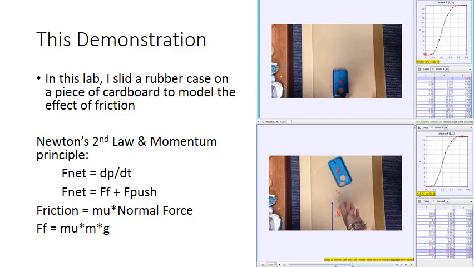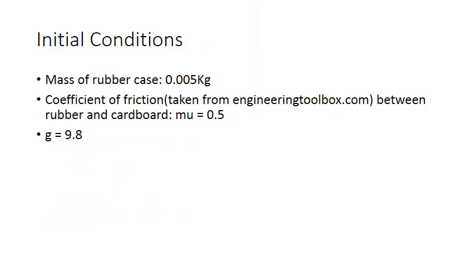In this demonstration, I slid a rubber case on a piece of cardboard to model the effect of friction. I used Newton's second law and Newton's second law in the form of the momentum principle as F net equals dp over dt and F net equals the force of friction plus the force of the push, when we know that friction equals mu times the normal force, which in our case, the normal force is just mg. The initial conditions were the mass of the rubber case, the coefficient of friction, which I found online, and, of course, the given constant g.